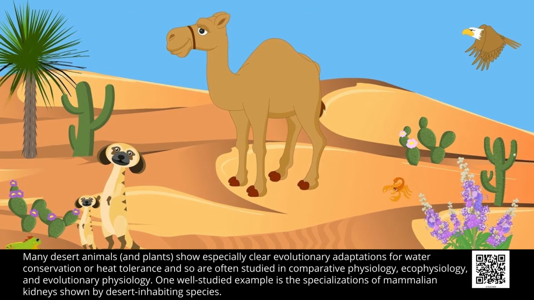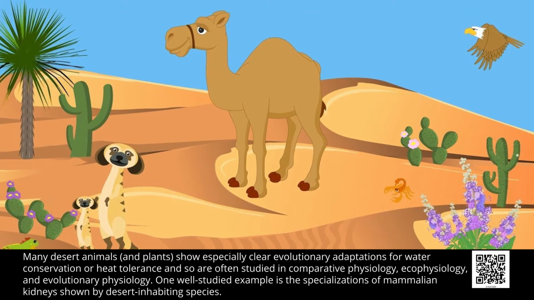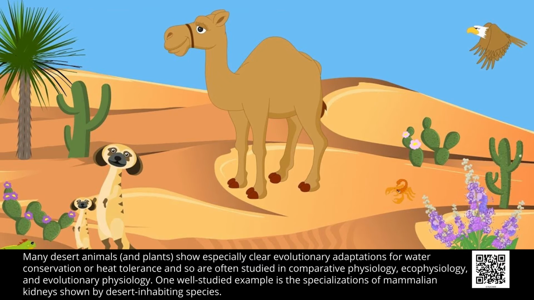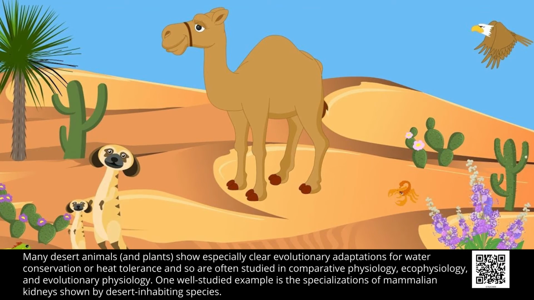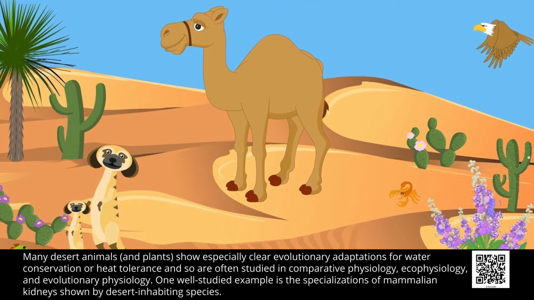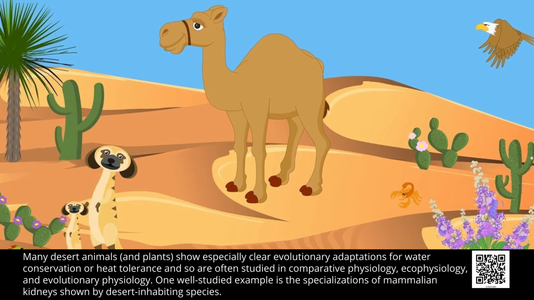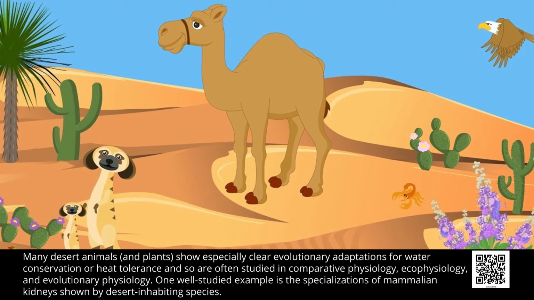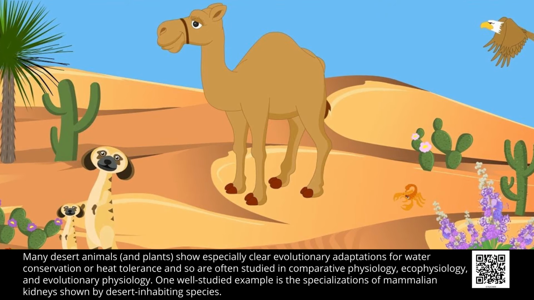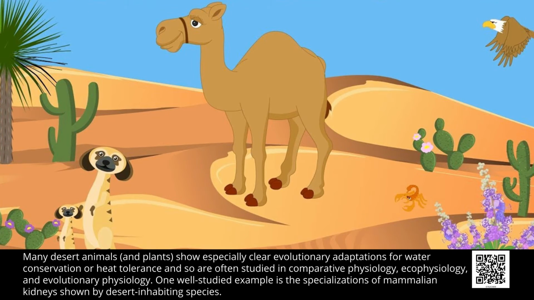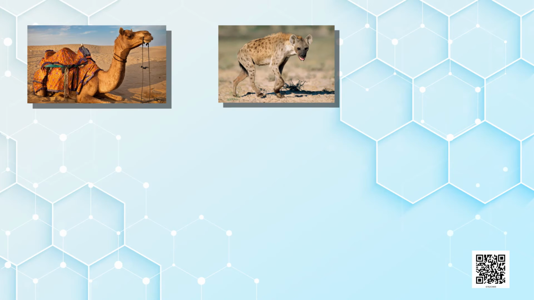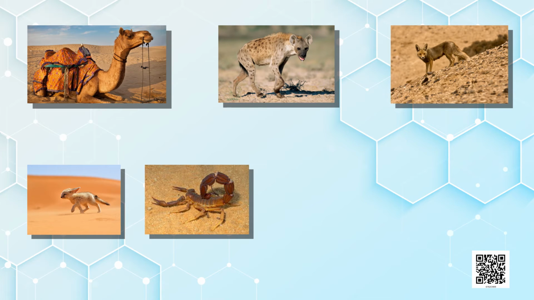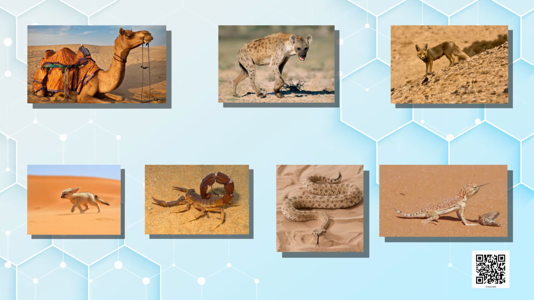Many desert animals and plants, of course, show especially clear evolutionary adaptations for water conservation or heat tolerance, and so are often studied in comparative physiology, ecophysiology and evolutionary physiology. One well-studied example is the specialization of mammalian kidneys shown by desert-inhabiting species. Camels, hyenas, jackals, foxes, scorpions, many varieties of snakes and lizards are the prominent animal species living there.